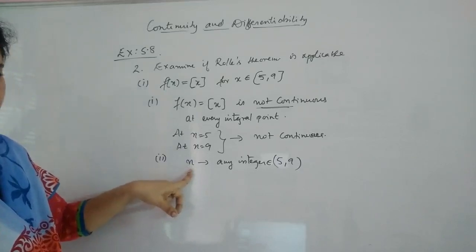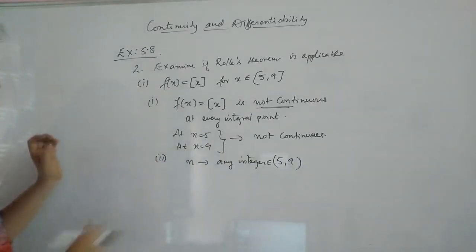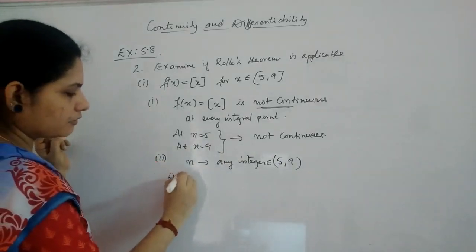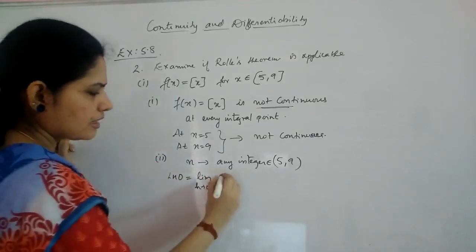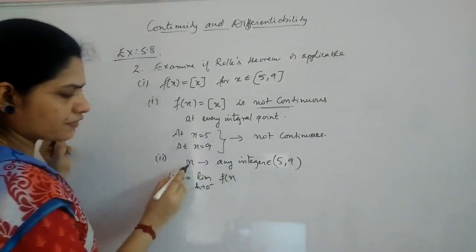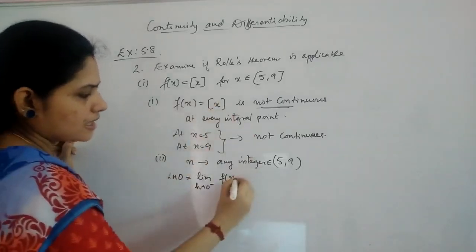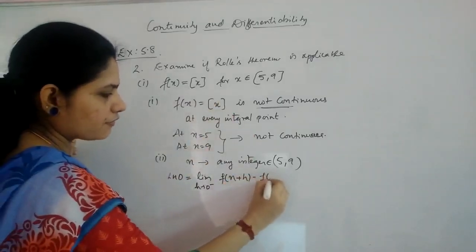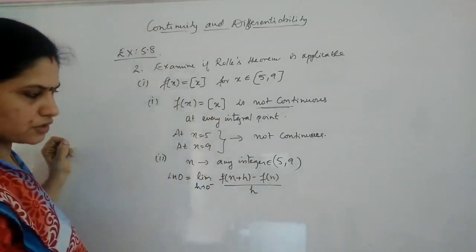Either it can be 6, 7 or 8, which is in between 5 and 9. Okay, the integers. So what is the left hand derivative? Limit h tends to 0 minus f of, here instead of x I am taking n. Okay, already this is your x, that's why. So n plus h minus f of n divided by h. This is the function which you have.